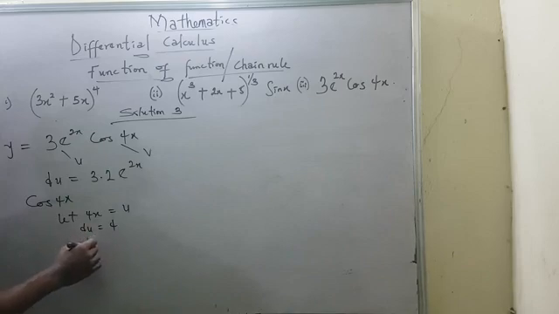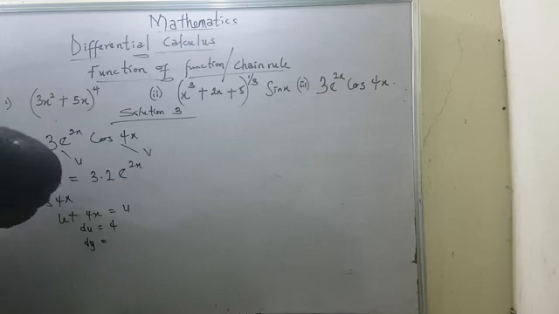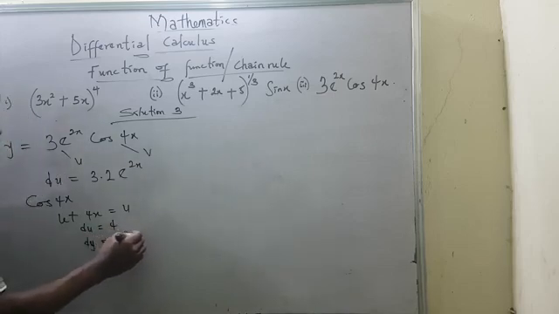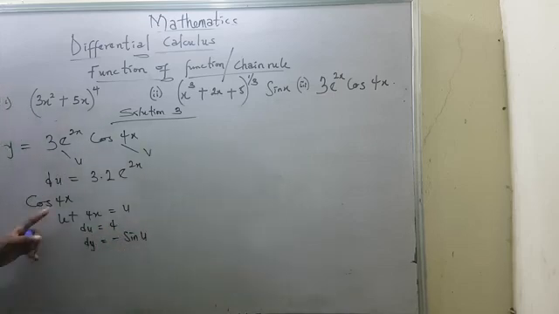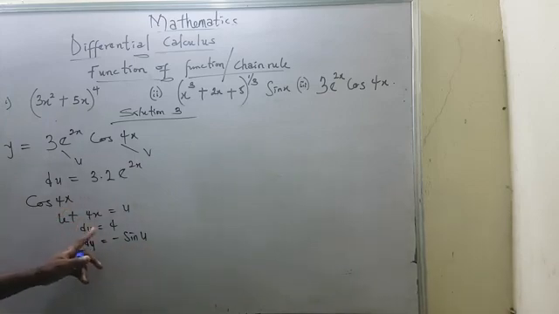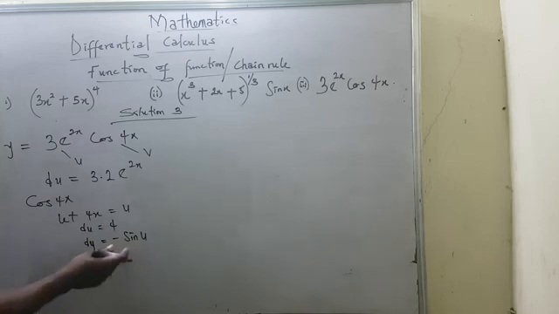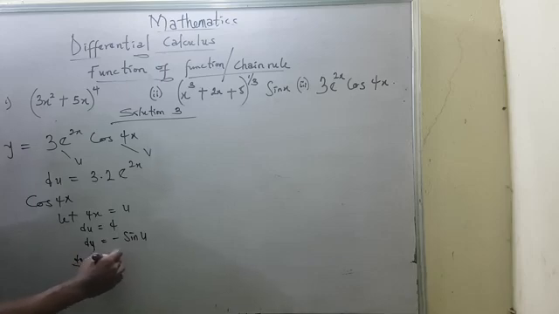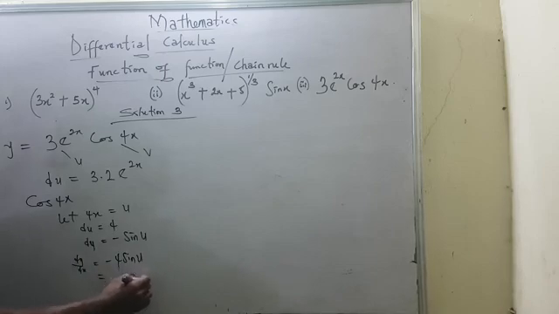The dv/du will now be equal to what? Minus sine u. Instead of cos 4x, it is now cos u, right? So now dv/du is minus sine u, du/dx is 4. So multiply both of them together. So dv/dx will now be equal to minus 4 sine u, which is equal to minus 4 sine, what is u? u is 4x, sine 4x.